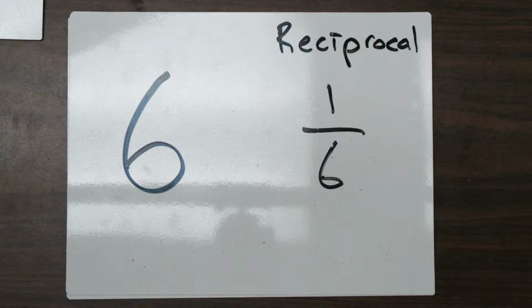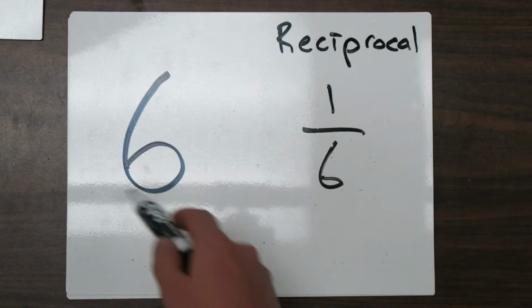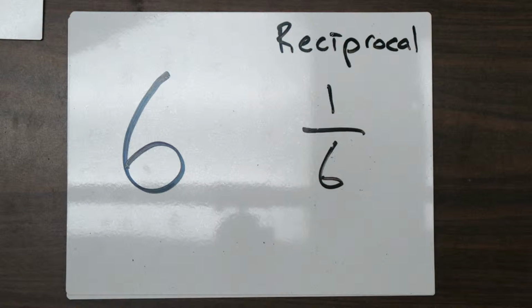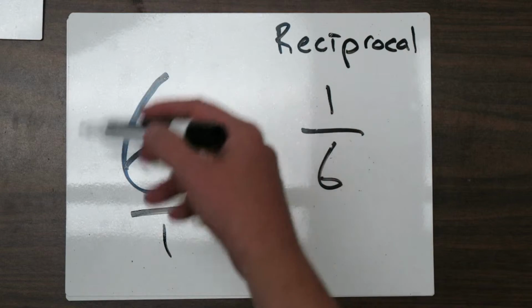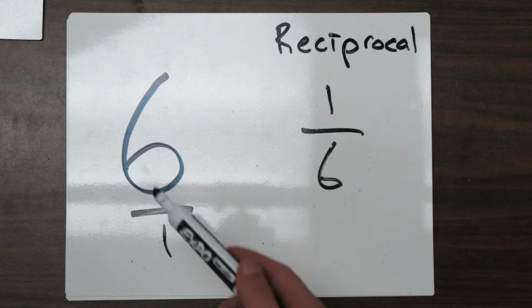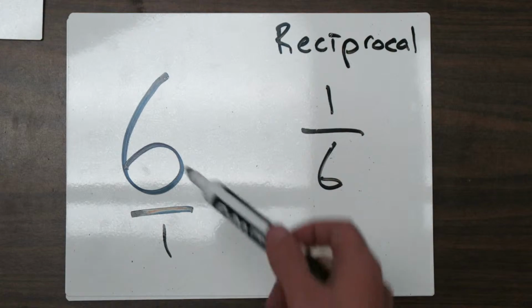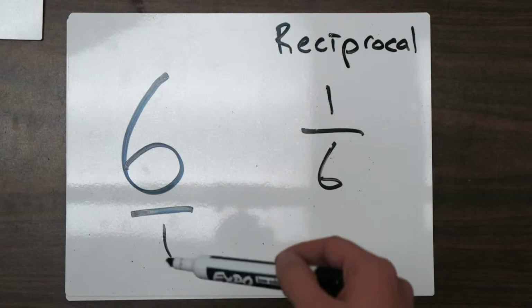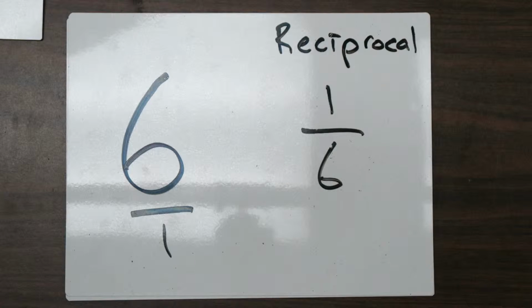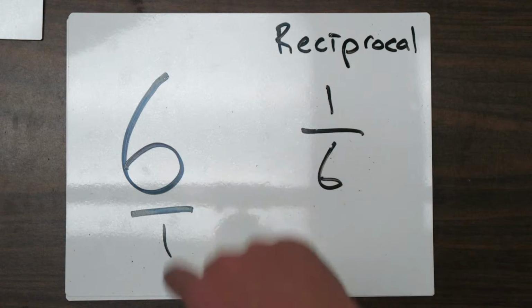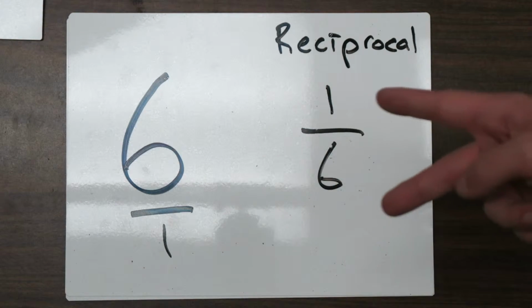How does that work? Well, every single whole number, and 6 is a whole number, can be written as a fraction over 1. It's the same thing. The whole number 6 is the same as the fraction 6/1 because what this is really telling us is 6 divided by 1, which is still just going to give us 6. So if that's the case, then the reciprocal for the number 6 is that flipped over, which is 1/6.